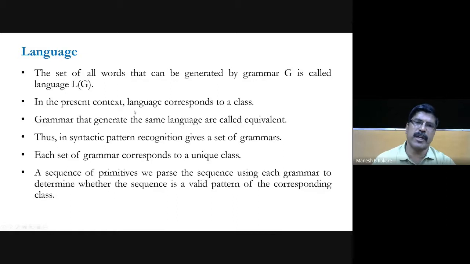So grammars that generate the same language are called equivalent. Thus, syntactic object recognition or pattern recognition gives a set of grammars, and each set of grammar corresponds to a unique class. For every class, the set of grammar is unique, and this is decided by the expert or user in that domain. For a sequence of primitives, we parse the sequence using each grammar to determine whether the sequence is a valid pattern of the corresponding class or not.